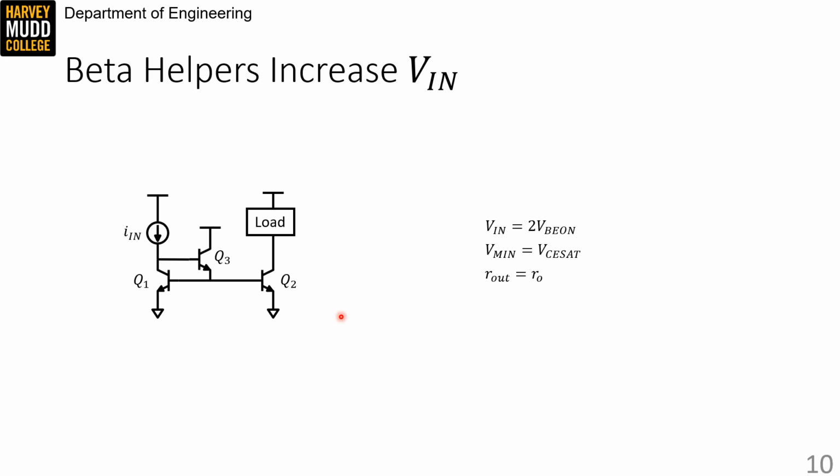We've paid a bit of Vin in order to have our good error performance in this current mirror. There are other current mirror designs that try to break that trade-off, but like almost everything in engineering, you don't get something for nothing. You usually pay in one specification in order to improve another.